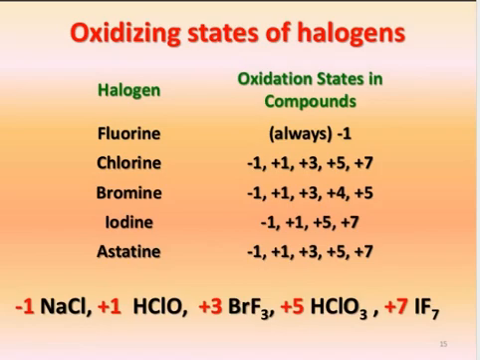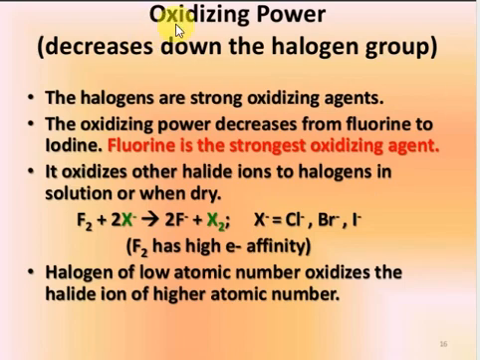Next one is oxidizing power. In general, oxidizing power decreases down the group. The halogens are the strongest oxidizing agents. The oxidizing power decreases from fluorine to iodine. Why does oxidizing power decrease? Fluorine has a small atomic size, so it can easily attract electrons. Iodine has a large atomic size, so it cannot attract electrons easily. So fluorine is the strongest oxidizing agent.